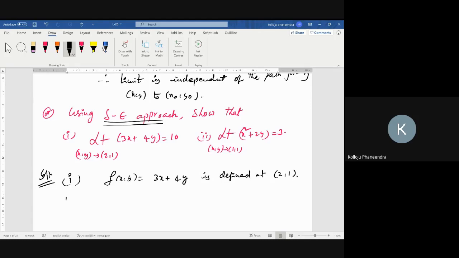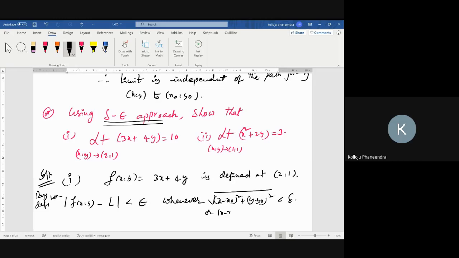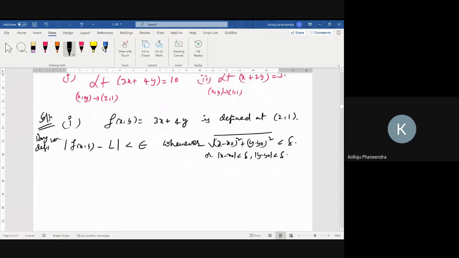Then what do I have to consider? Mod of f of x comma y minus L less than epsilon. By the definition, we have less than epsilon whenever, what is this? Square root of (x minus x naught) whole square plus (y minus y naught) whole square less than delta, or what is this? Mod x minus x naught less than delta, mod y minus y naught less than delta. Okay, now let me consider this part first.